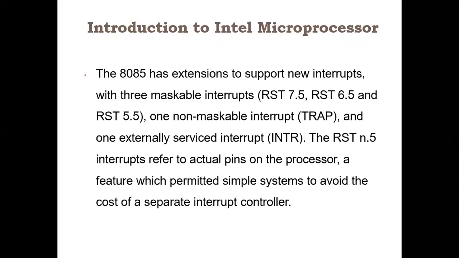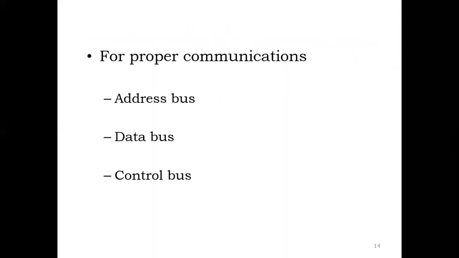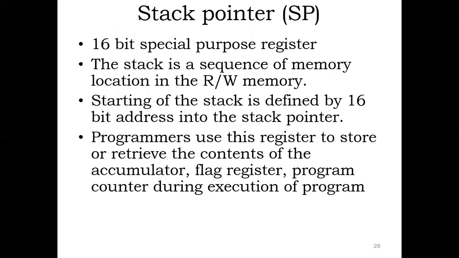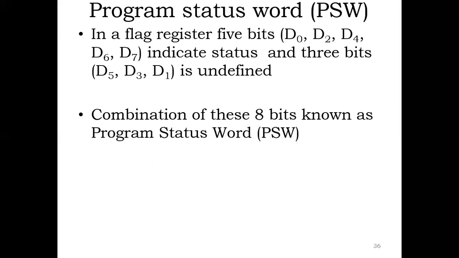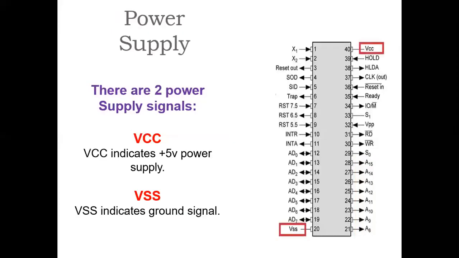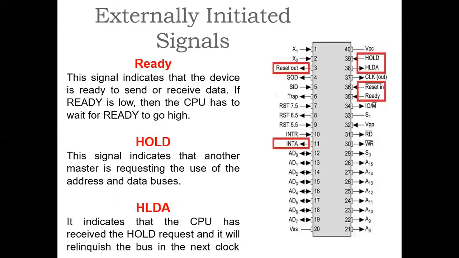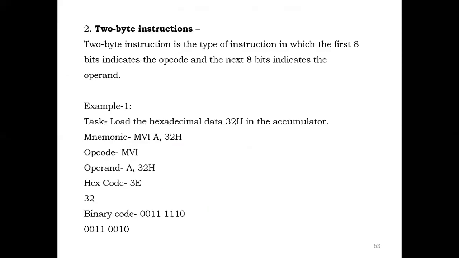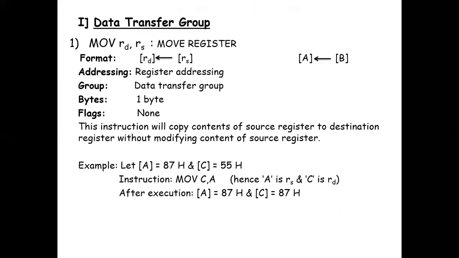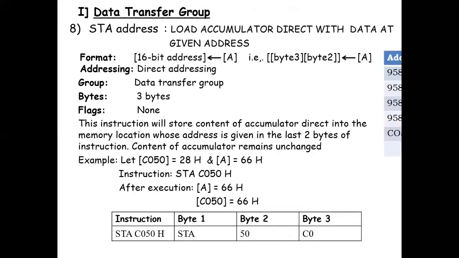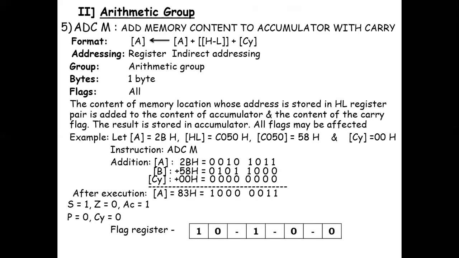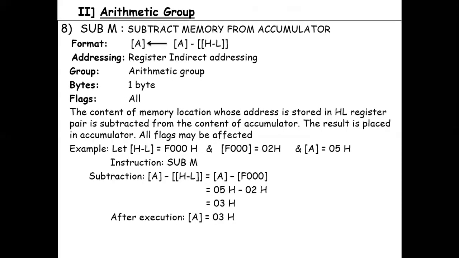This is the 8085 architecture. Pin diagrams. Addressing modes, different kinds of addressing modes. We discussed them with particular examples. This is the instruction set. Last class we discussed there are different kinds of instruction groups.